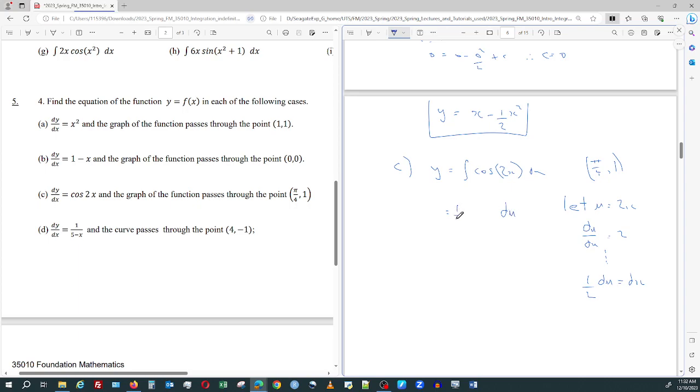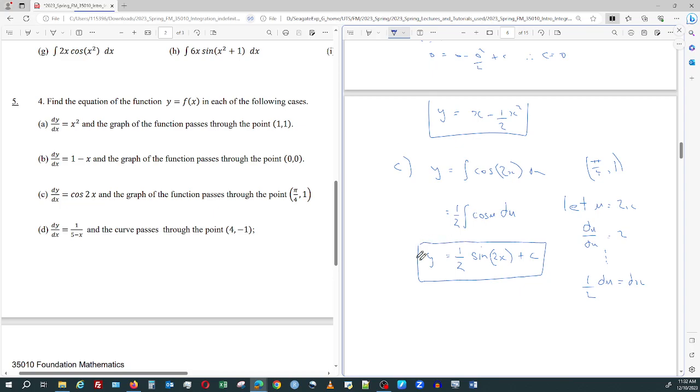1/2 the integral of cos u. The integral of cos is sine. So we get 1/2 sine u, and u was 2x, plus c. So that's our general solution.